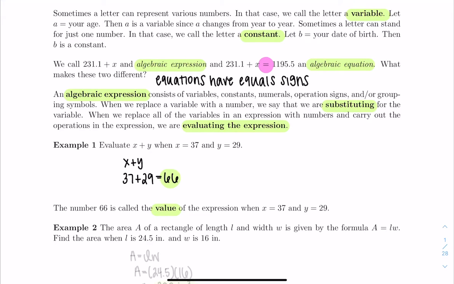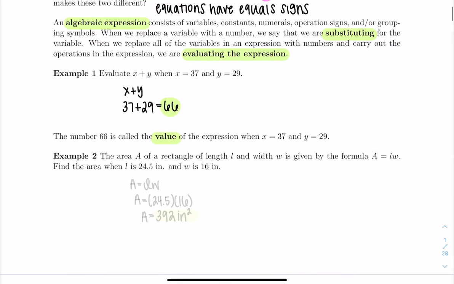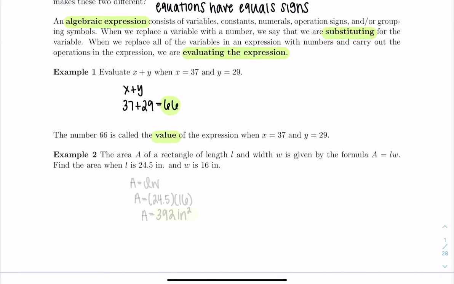What about example number 2? The area A of a rectangle of length L and width W is given by the formula A equals L times W. Find the area when L is 24.5 and W is 16. So we're going to substitute the same way. We have the area A equals length times width.